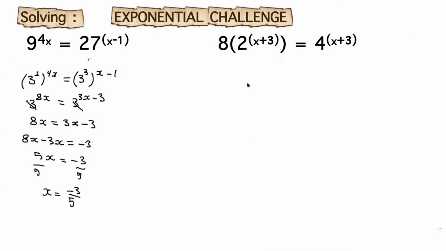we have 8 times 2 to the power of x plus 3 equals 4 to the power of x plus 3. Here, we're going to rewrite everything using base 2. So we know 8 is 2 to the power of 3. 4 is 2 squared. So we get 2 to the power of 3 times 2 to the power of x plus 3 equals 2 squared all to the power of x plus 3.